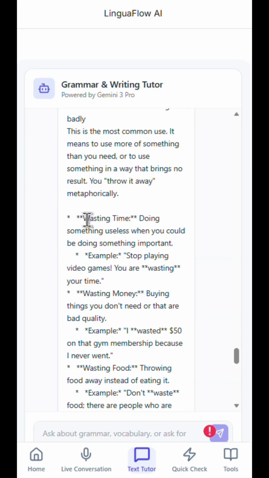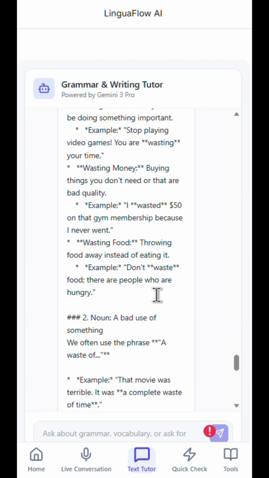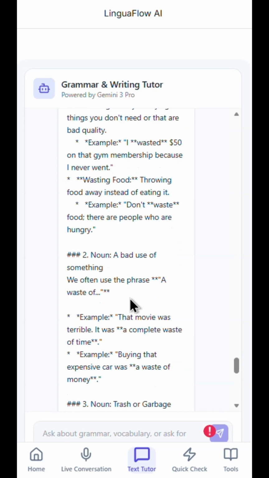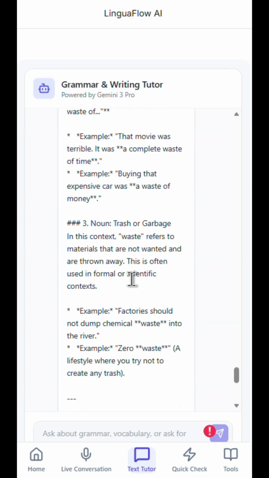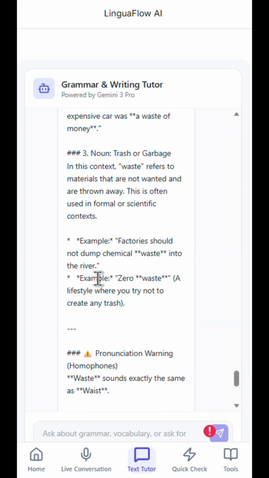It talks about wasting time, wasting money, wasting food. And the expression, it's a waste of time, it's a waste of money, a complete waste of time. As a noun, it refers to trash or garbage, things you don't want, things which are thrown away. But it can be used in formal and scientific contexts too. Factories should not dump chemical waste into the river.